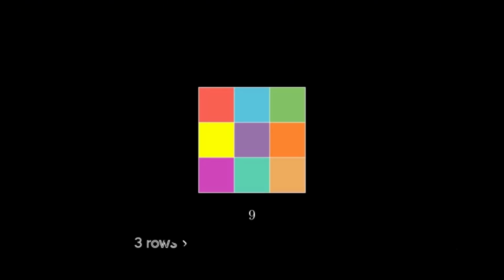So our square has a total of 9 unit squares inside it. Looking at our original square, we can see it has 3 rows and 3 columns of these unit squares. Instead of saying 3 rows times 3 columns, we can simply say 3 times 3, which gives us 9 square units. Another way to write 3 times 3 is 3 squared, which is the same as 9.